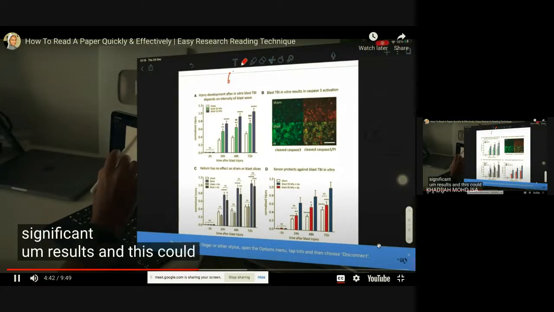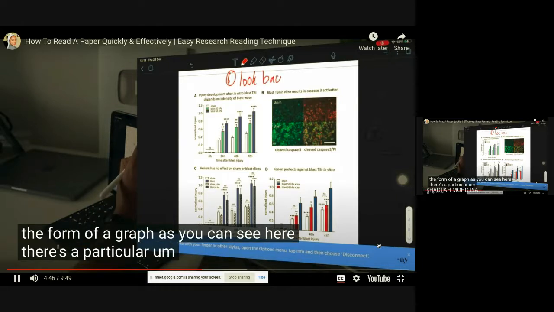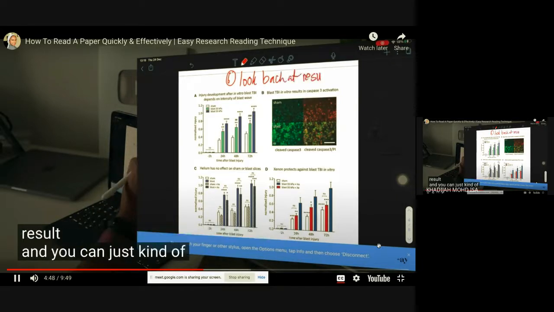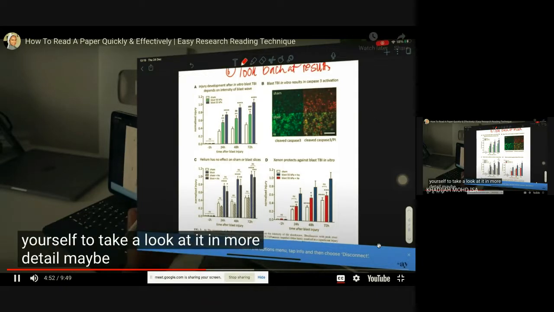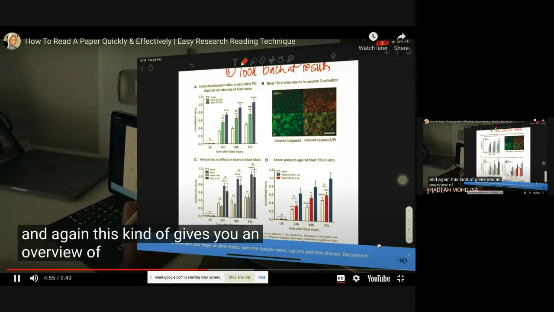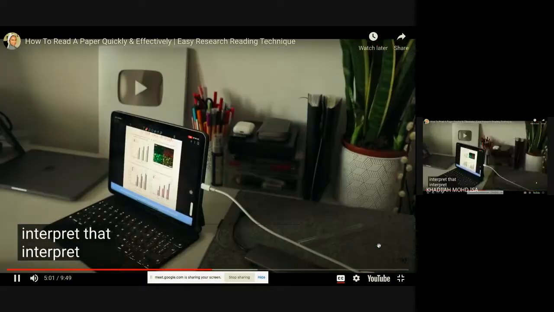And this could be in the form of a graph. As you can see here, there's a particular very significant result, and you can just take a look at that, point that out, and just remind yourself to take a look at it in more detail maybe later on. And again, this gives you an overview of what this paper is showing in a bit more depth, and can allow you to interpret that for your own research.